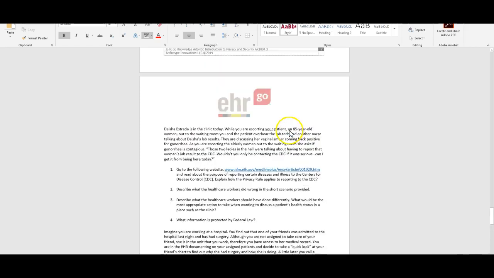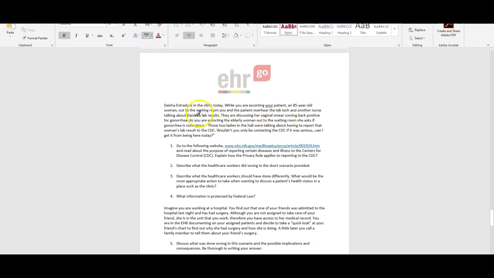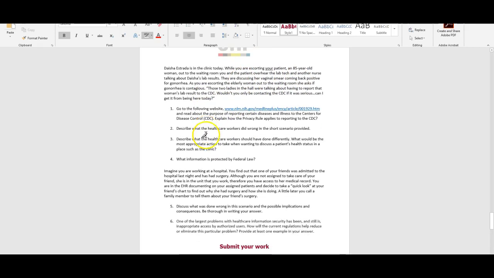So then you get down to the questions, which is the meat of this assignment, the homework part. So Daisha Estrada, who is your patient in your EHR, is in the clinic today while you're escorting your patient. Daisha's the EHR patient is the EHR file that we have up. While you're escorting your patient, who is an 85-year-old woman, out to the waiting room, you and the patient overhear the lab tech and another nurse talking about Daisha's lab results. They're discussing her vaginal smear coming back positive for gonorrhea. You're escorting the elderly woman out to the waiting room. She asks if gonorrhea is contagious.